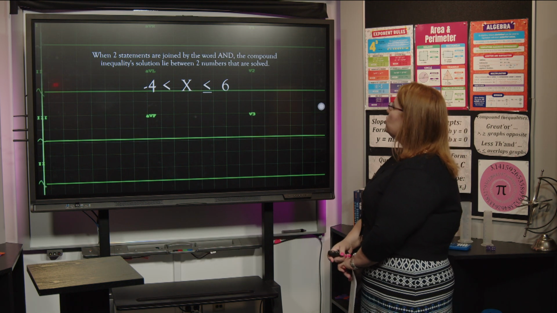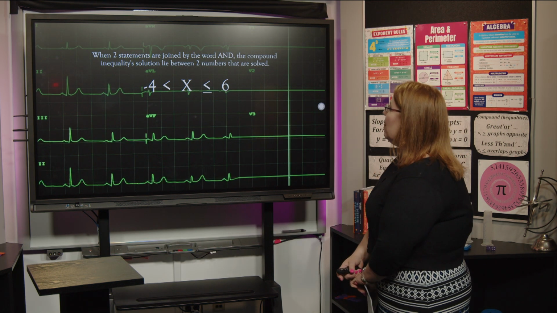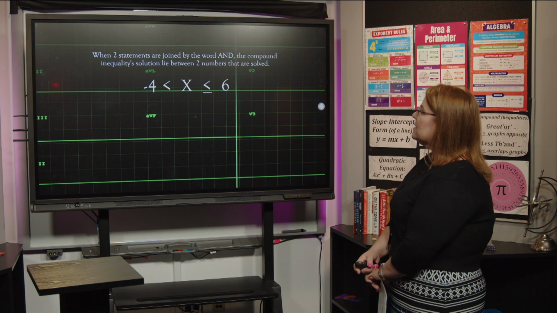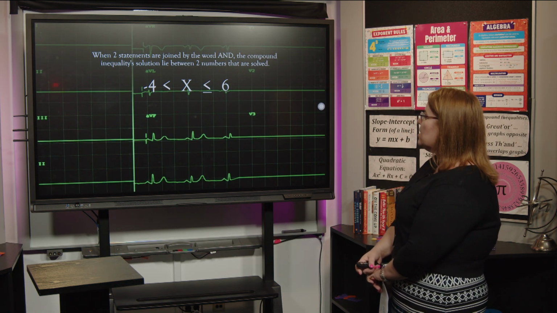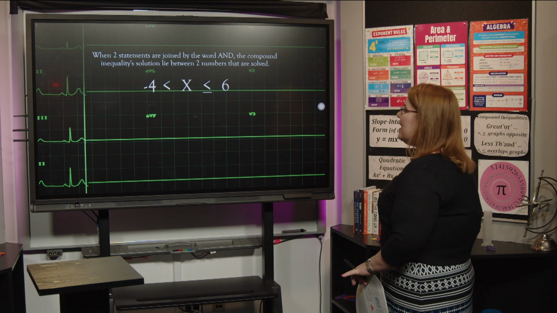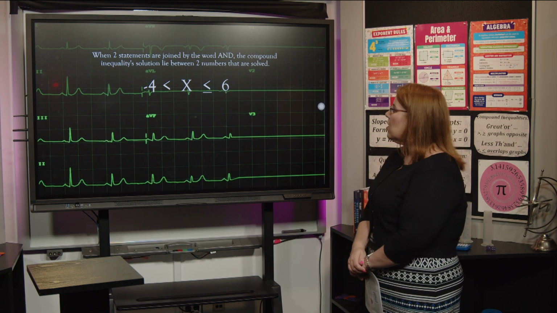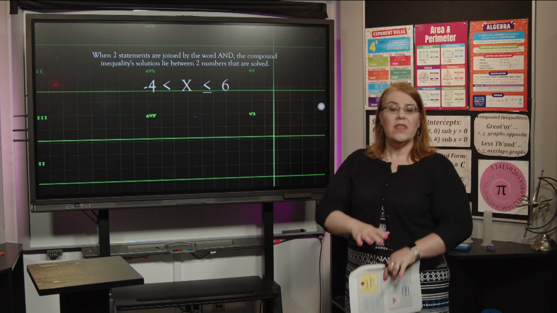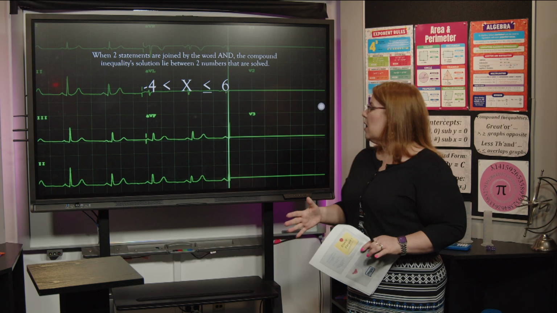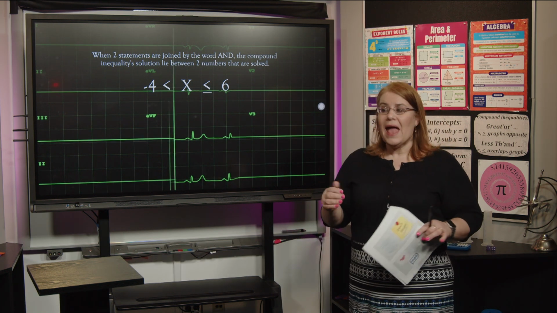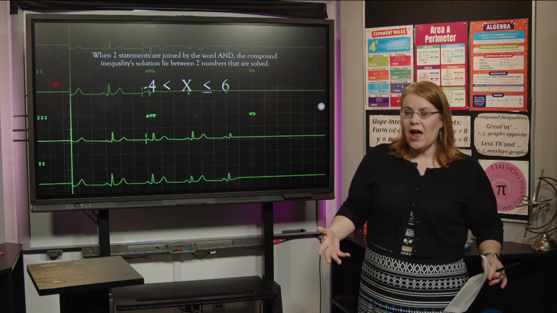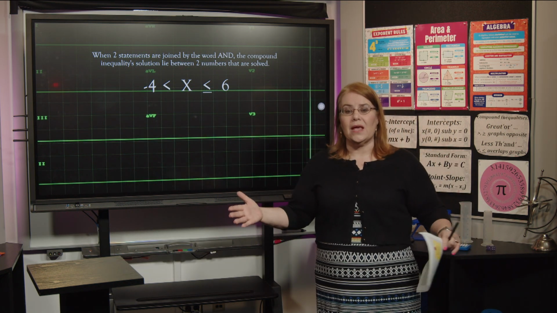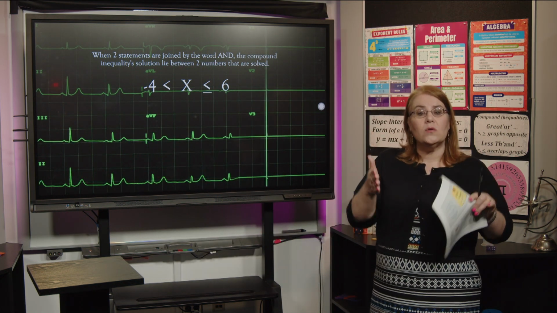When two statements are joined by the word and, the compound inequality's solution lies between two numbers that are solved. So if I had -4 is less than x, which is less than or equal to 6, there are so many numbers between -4 and 6, and not just whole natural numbers. We're talking about decimals, we're talking about fractions. So there's so many. We have to make sure that we know those limitations.